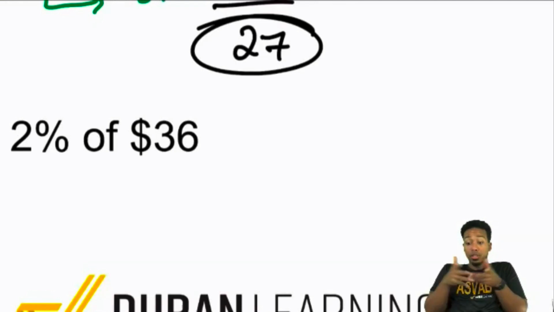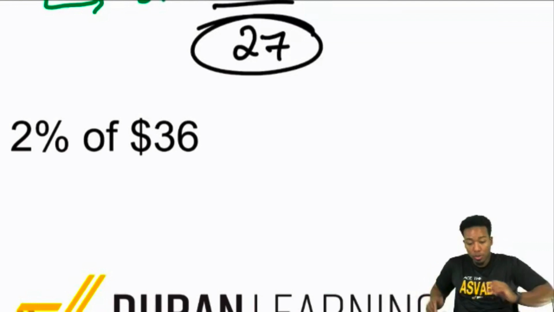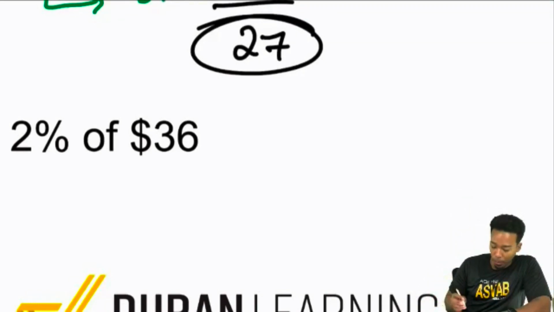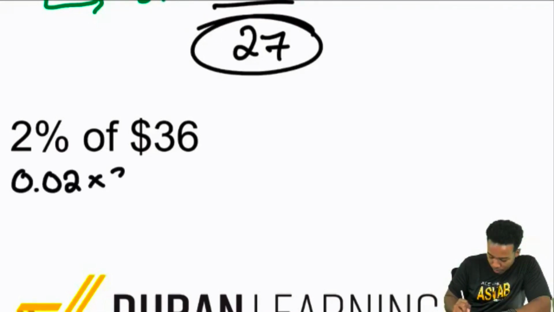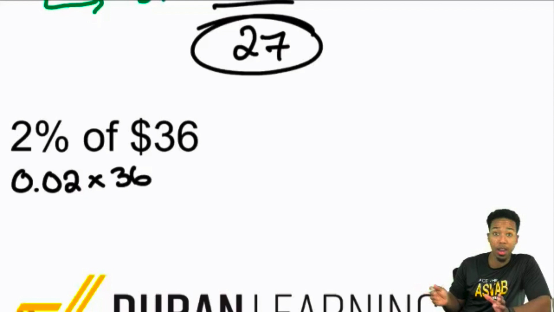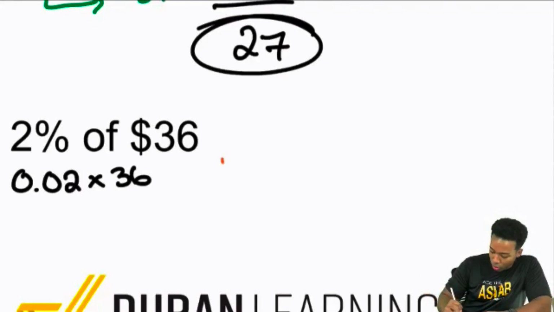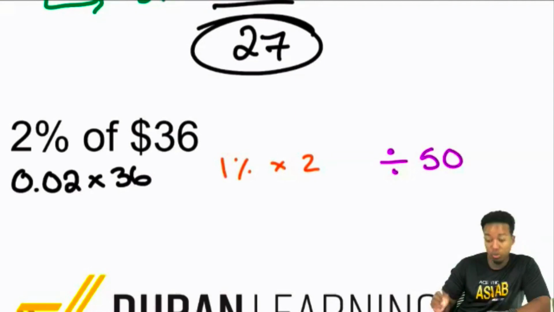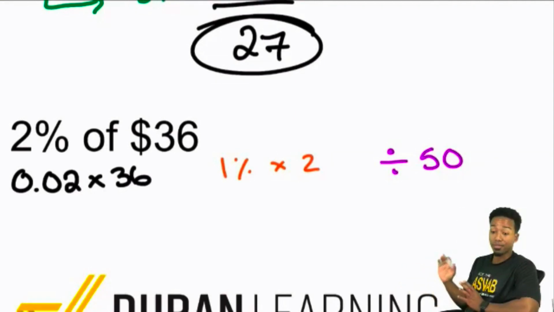But yeah, so those are some good ways. Three of the main ways that we'll see here are the following. We can do 0.02 times 36. That is the surefire way to do it, as always. You can do 1% and then times 2. That's another way to do it. And you can also see it as a division of 50. Those are all three very valid ways.